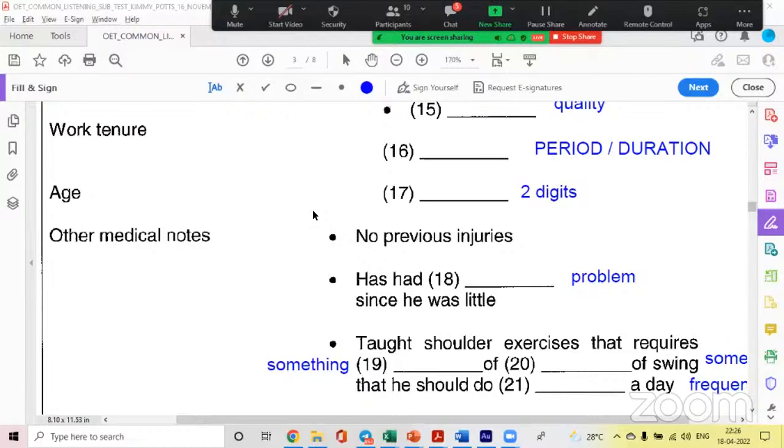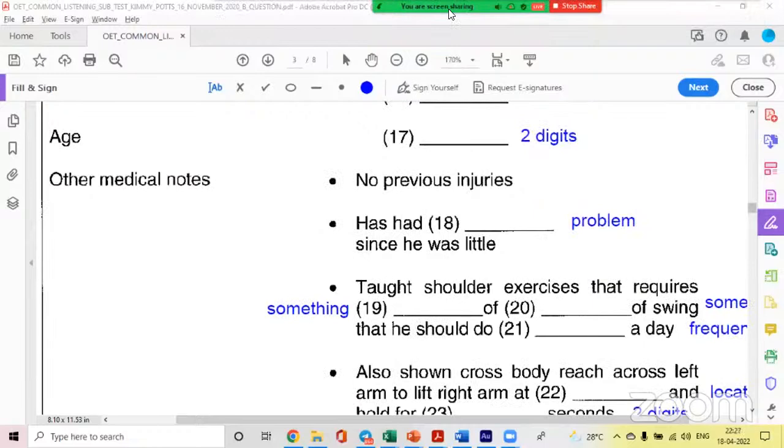Question number 17. Yes, 6 students have given the answers. Okay, next question number 18.